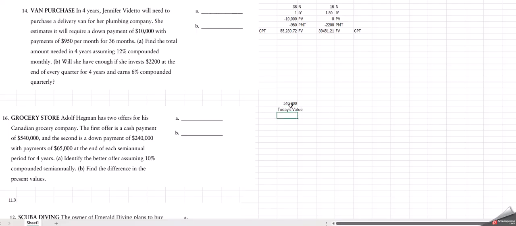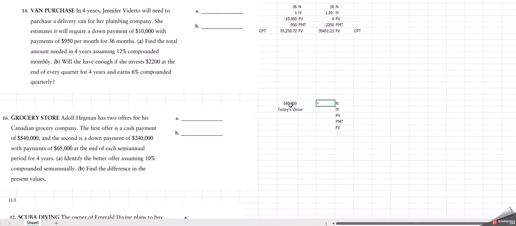The second offer is a down payment of $240,000 with payments of $65,000 at the end of each semi-annual period for 4 years. Identify which is the better offer, assuming 10% compounded semi-annually. The second one we do, but not to the down payment, which is also already in today's values. It's the future payments.